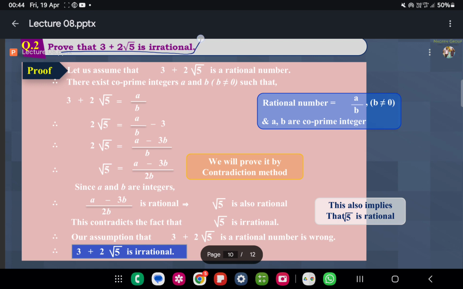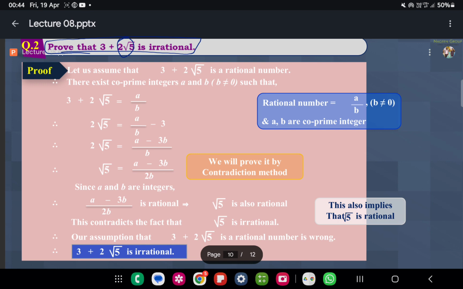3 plus 2 root 5 is irrational. Already we know that root 5 is irrational. Then it is very easy to prove that 3 plus 2 root 5 is irrational. See, the assumption, the first step, is we have to assume that 3 plus 2 root 5 is rational.